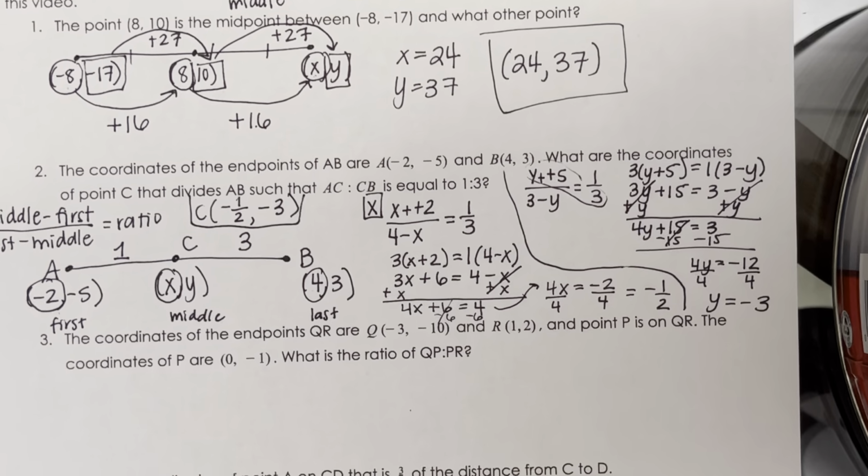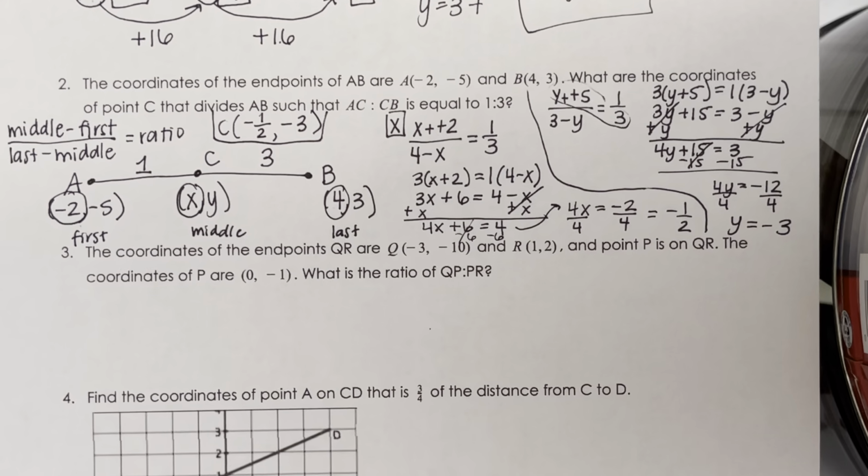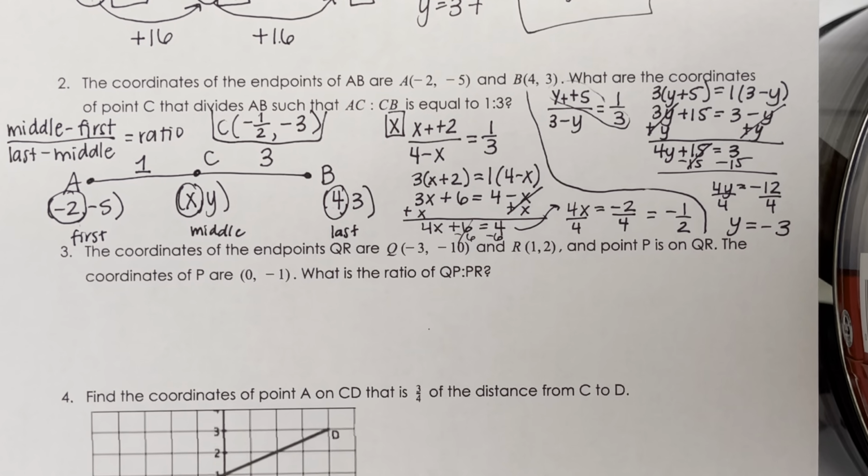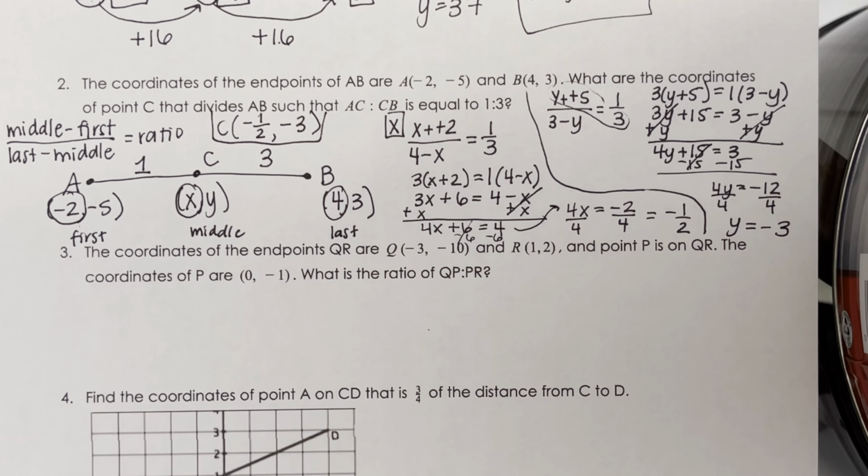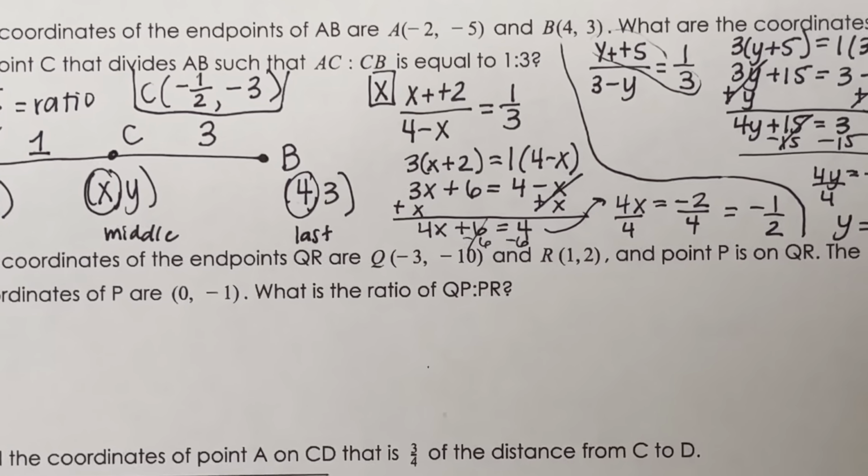Okay, number 3. The coordinates of endpoints QR are Q is negative 3, negative 10, and R is 1, 2. Point P is on QR. The coordinates of P are 0, negative 1. What is the ratio of QP to PR? So this time, I'm giving you all the coordinates. You have to figure out what is the ratio.